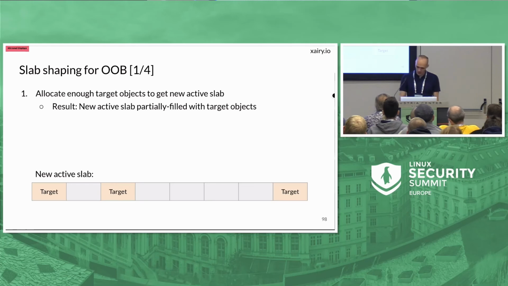Okay, let's assume we filled all the holes, so let's assume we got a new active slab, and it's going to be partially filled with target objects just because we kept allocating target objects. Once we got a new active slab, we don't know exactly the moment when we got it, because we don't know exactly the moment when we managed to plug all the holes.